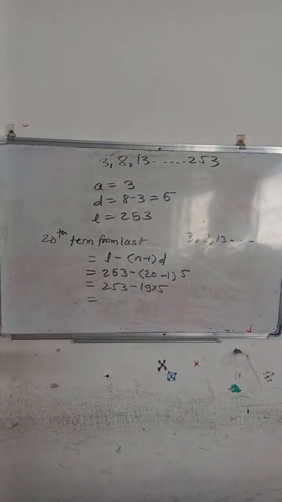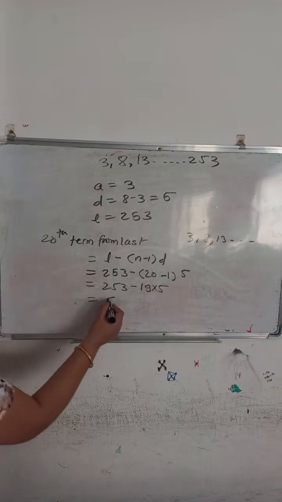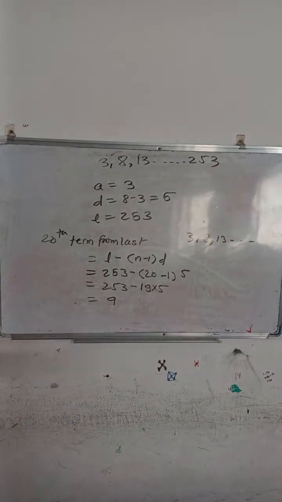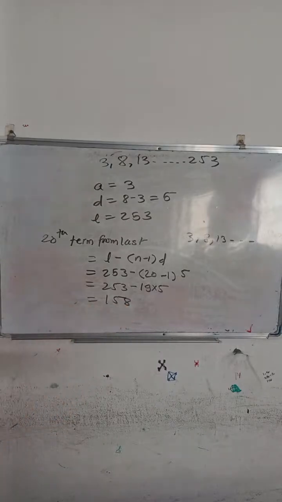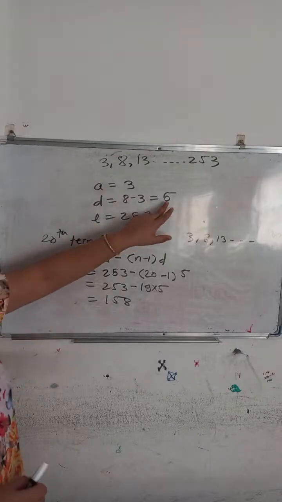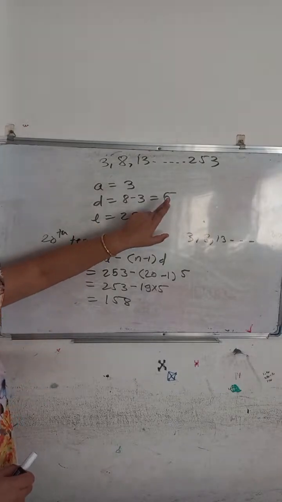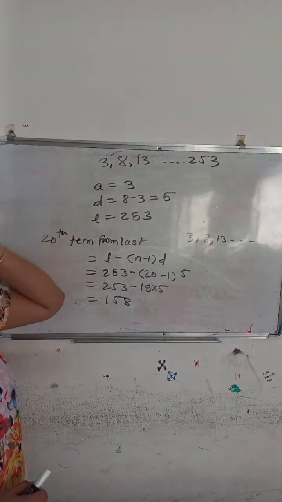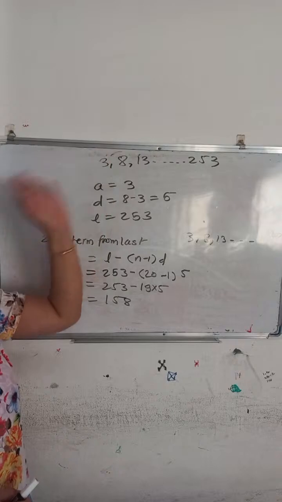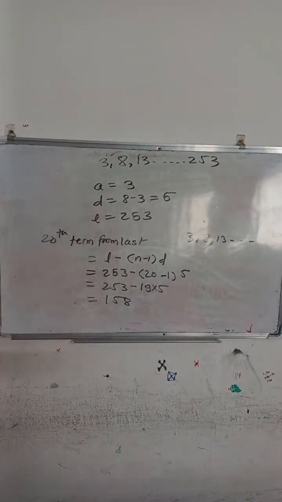19 fives are 95. So here the answer will come 90. Not 90, 158. 158 is the answer. Some people, once they calculate the common difference, take it as minus 5, subtract it from the previous term and reverse this AP, and that way also we will get the answer.